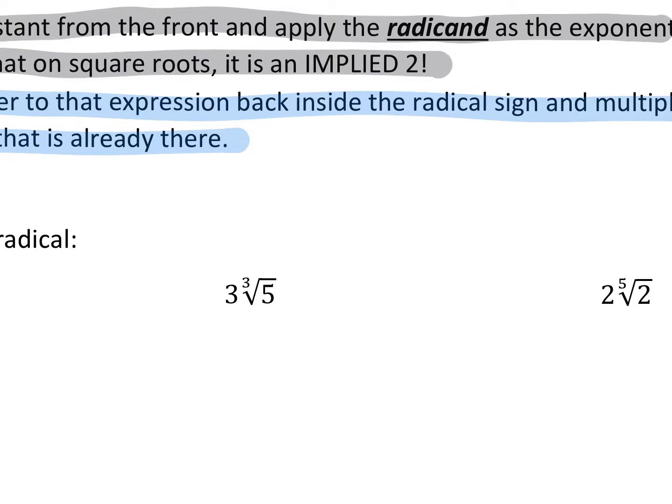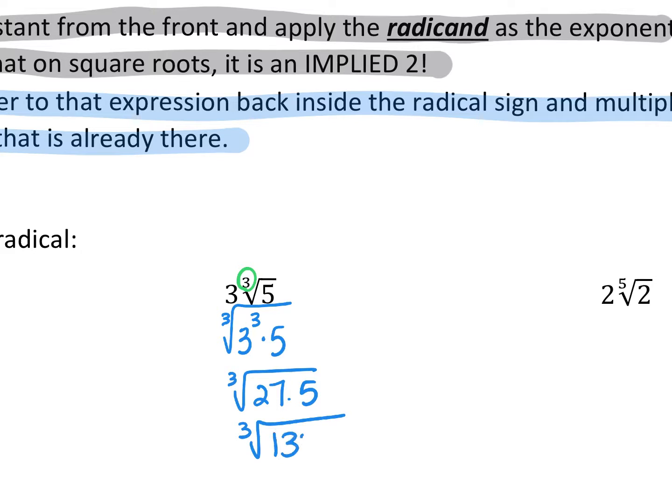3 times the cube root of 5. So that 3 is going to become my exponent. So I've got 3 to the power of 3 times 5, and now this will all be underneath a cube root sign. So 3 to the power of 3 is 27, and 27 times 5 is 135.